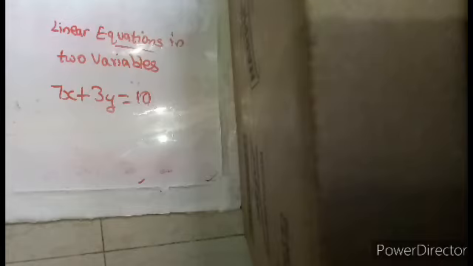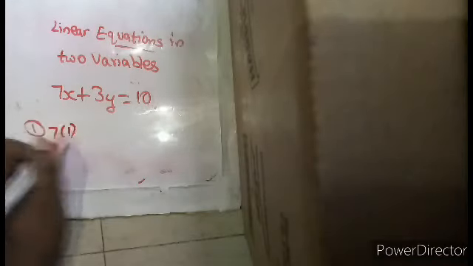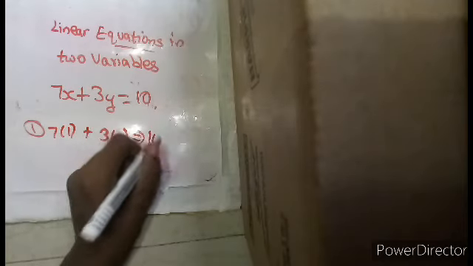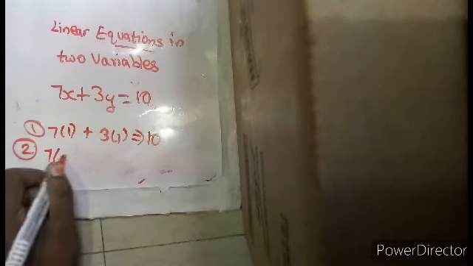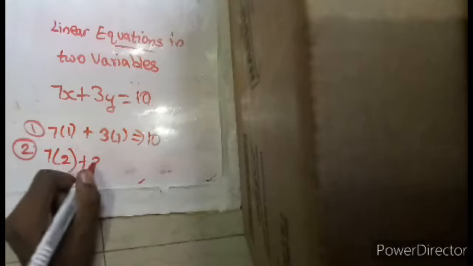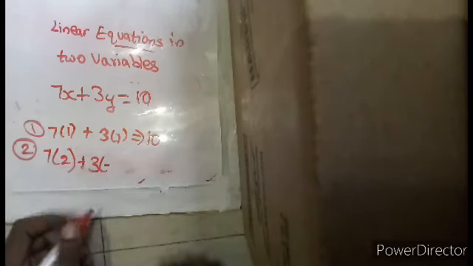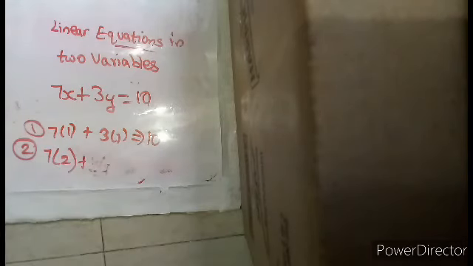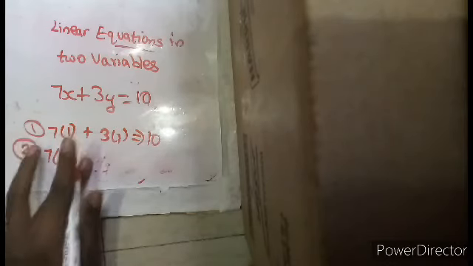First, let's try like this. The first solution can be 7 ones are 7 plus 3 ones are 3, which implies 10. The second will be, if it's 7 twos are 14 and 3 minus how much might you do? Okay, you try to find the other one. If x is 2, it will be 14.